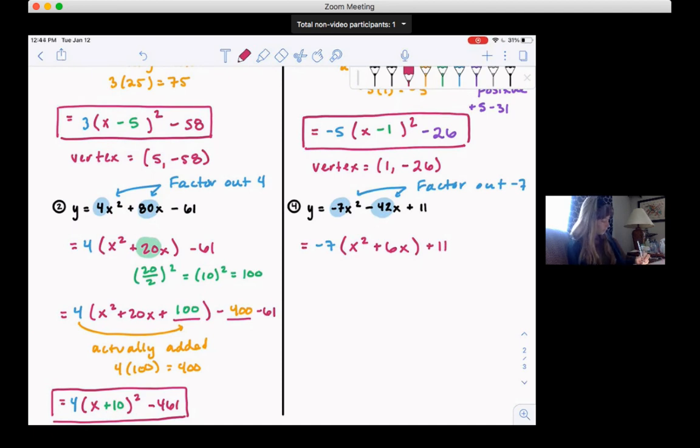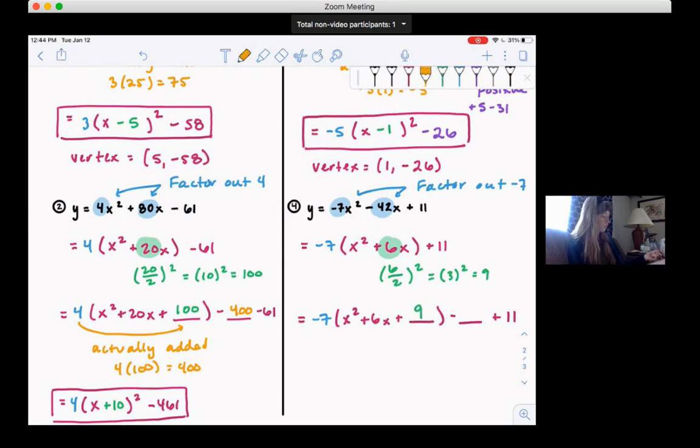All right, now we're going to complete the square. So we have -7 x squared plus 6x plus something. And then we subtract outside to keep our function the same, and then we still have plus 11 hanging out at the end. So to complete the square, we take our coefficient of x, which is 6, divide it in half, and then square it. So that gives us 3 squared, which is 9. So we're going to add 9 inside the parentheses.